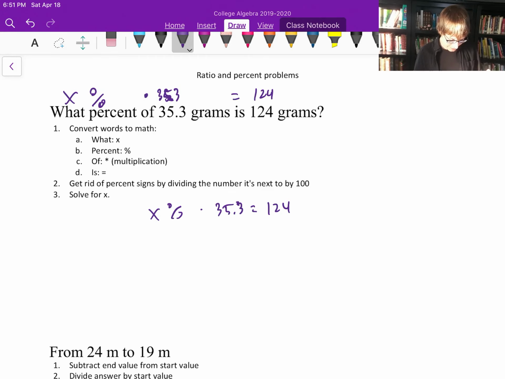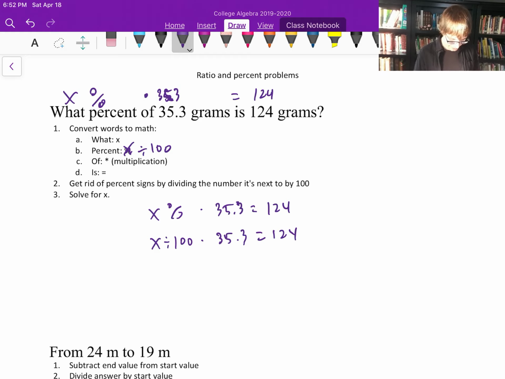If you want to make it even easier on yourself, you can say that percent actually means divide by 100. That's what it actually means. And that's the second step, just replace the percent sign with divide by 100. So we could say X divided by 100 times 35.3 equals 124. You can probably figure out what to do from here. Let's see.